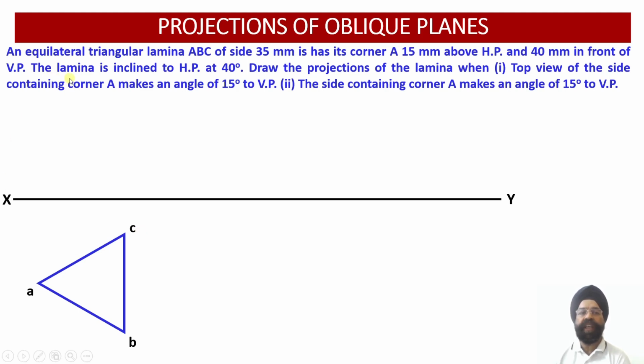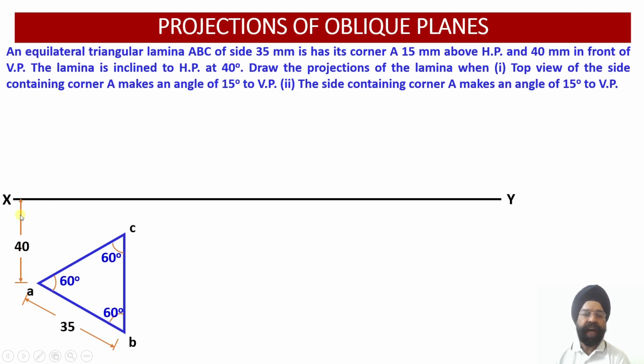Reason? Because the first inclination of this lamina lies with respect to the horizontal plane. So to begin with, we have assumed that this equilateral triangular lamina happens to be parallel to the horizontal plane, and its true shape will be obtained in the top view onto the horizontal plane. So this will be drawn below the XY reference line because HP happens to be rotated clockwise. So here, leaving this 40 millimeter, you draw the equilateral triangle.